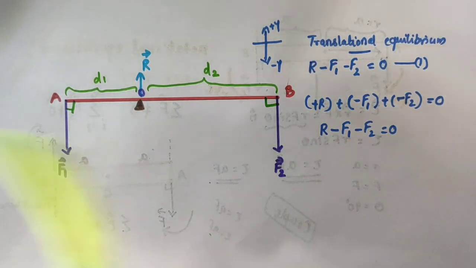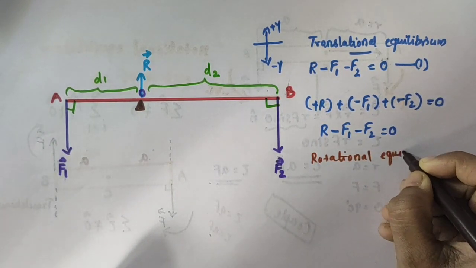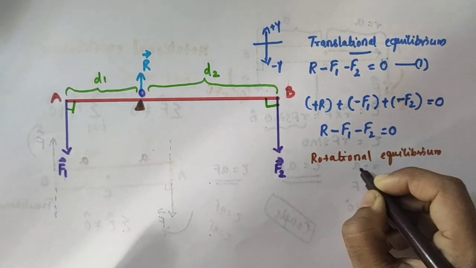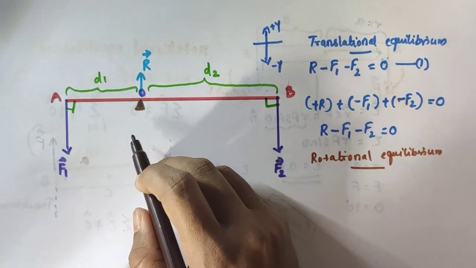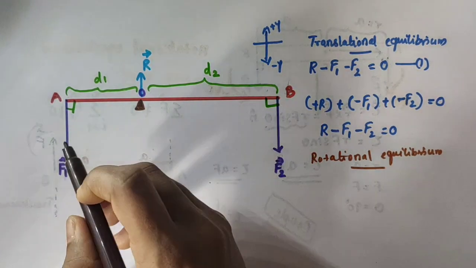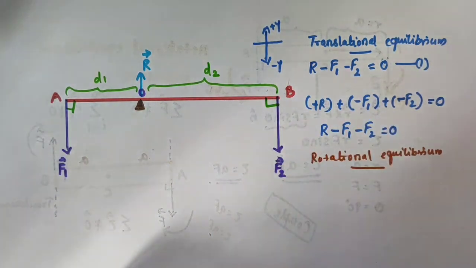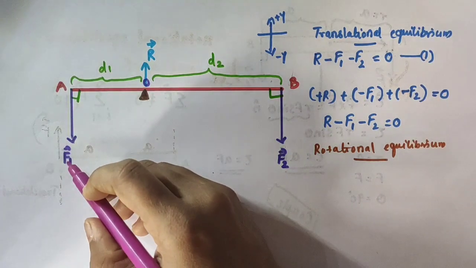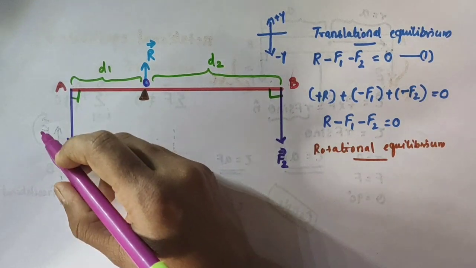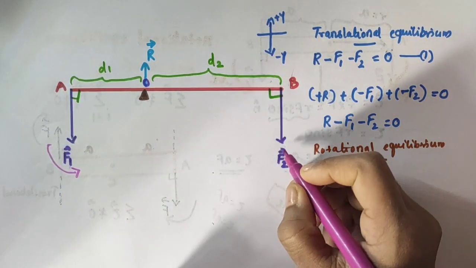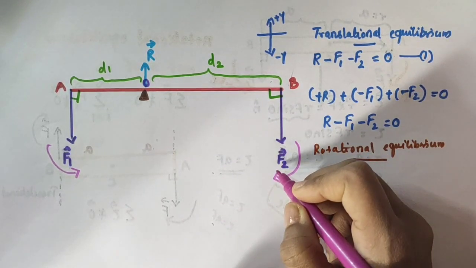Alright, now for rotational equilibrium, the sum of moments about the fulcrum must be 0. That is, the sum of the moment of force at A and the moment of force at B must be 0. This force will try to rotate this rod in the anti-clockwise direction, and this force will try to rotate this rod in the clockwise direction.